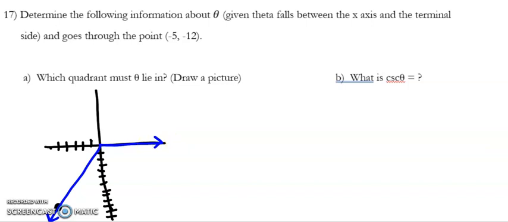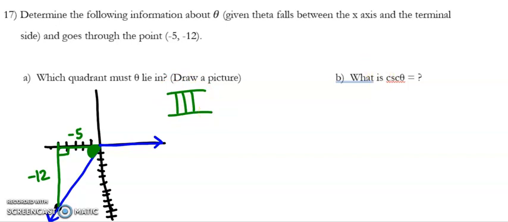So I'm going to draw my reference triangle. The reference triangle draws to the x-axis. The angle itself is at the origin. So here's my reference angle. Right angle here. This side is negative 12, and this side is negative 5, because of plotting the coordinate point, negative 5, negative 12. Well, which quadrant must theta lie in? That's going to be quadrant 3.